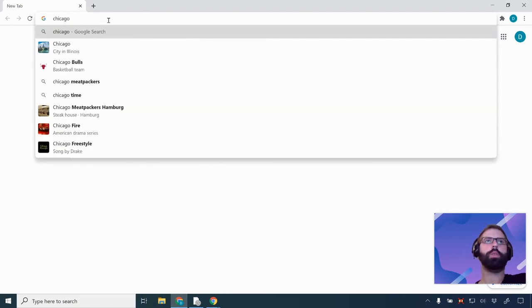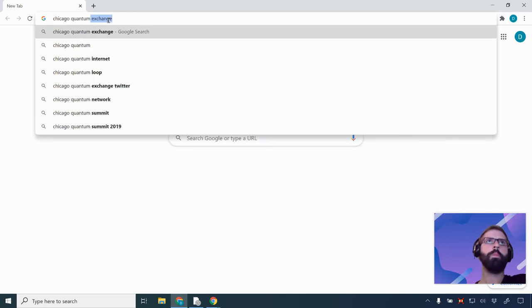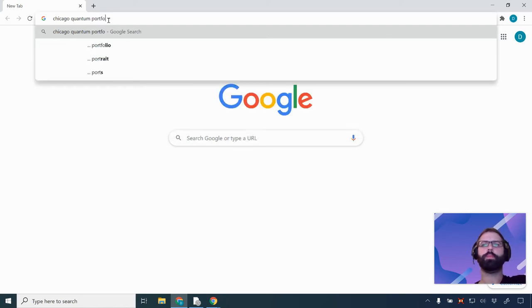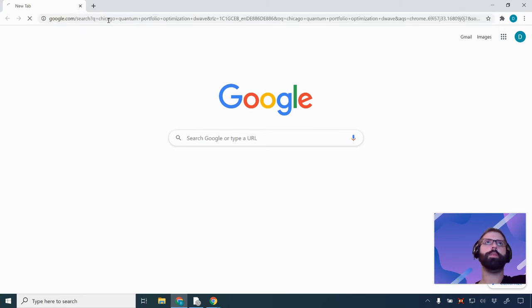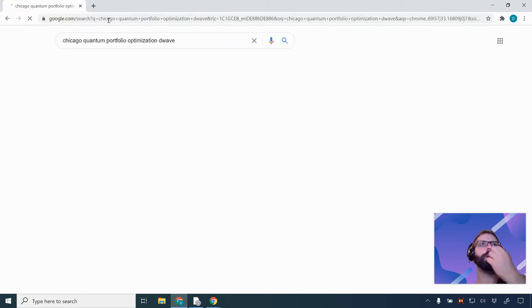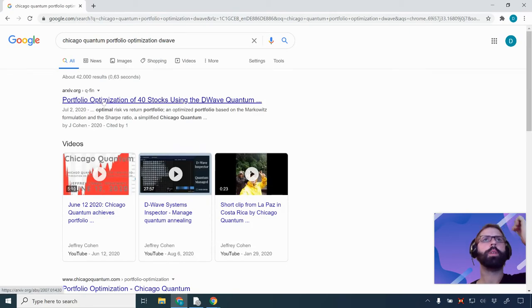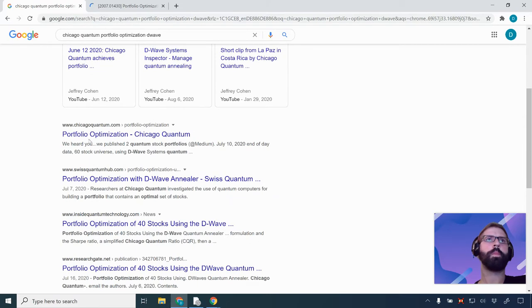Chicago Quantum Exchange, Chicago Quantum Summit, Chicago Quantum portfolio optimization D-Wave. Let's see what we get. So this is the paper. Let's take a look at the webpage. Maybe there's some links.